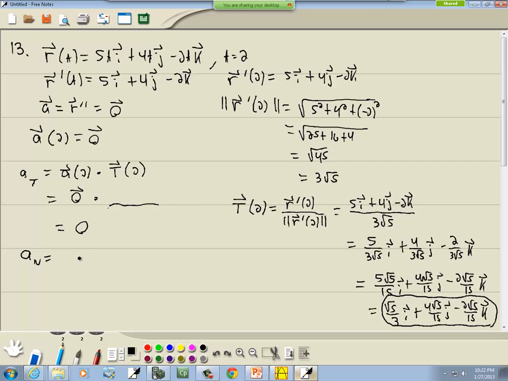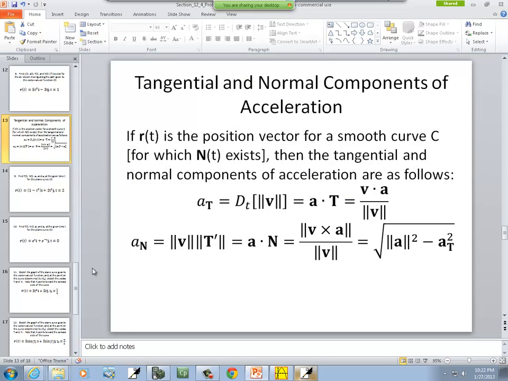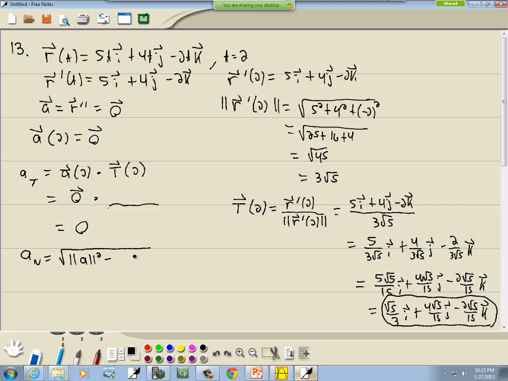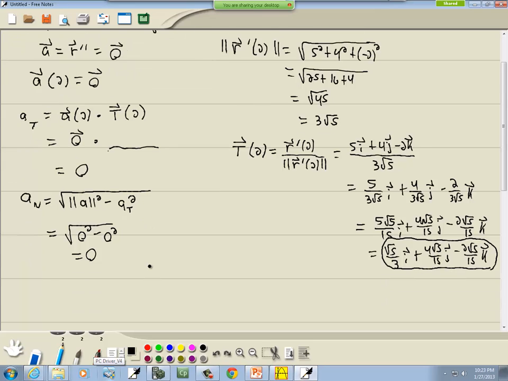Okay, then this one. Way too easy, I think. Squared minus, but you see the formula anyway. Okay, so we plug in all that. The magnitude of that gives us 0, so this would be 0 squared minus, we said that was 0, so that's 0 squared, so that gives us 0. Okay, so we found all those different pieces.